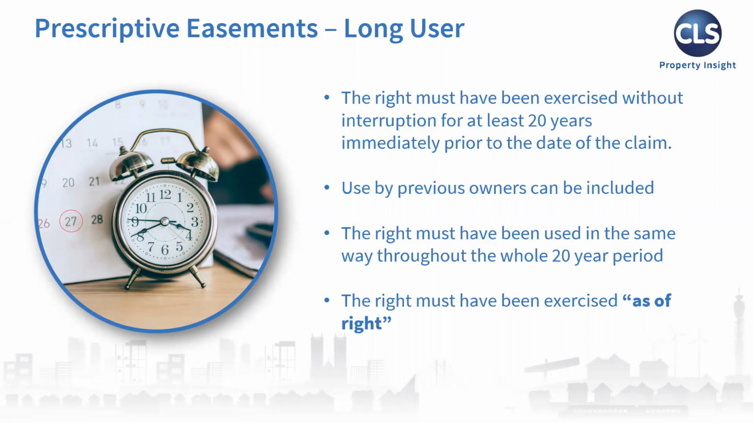However, use by previous owners of the property can count towards this 20-year period, provided there is clear evidence of such use, for example, a formal statutory declaration made by previous owners. The right also must have been used in the same way throughout the whole 20-year period. So, for example, use of a right-of-way by a single house would not be sufficient to establish a right-of-way for 5 houses if the property were to be redeveloped.